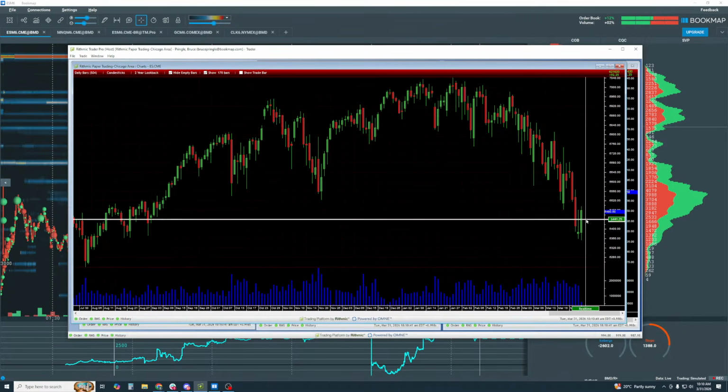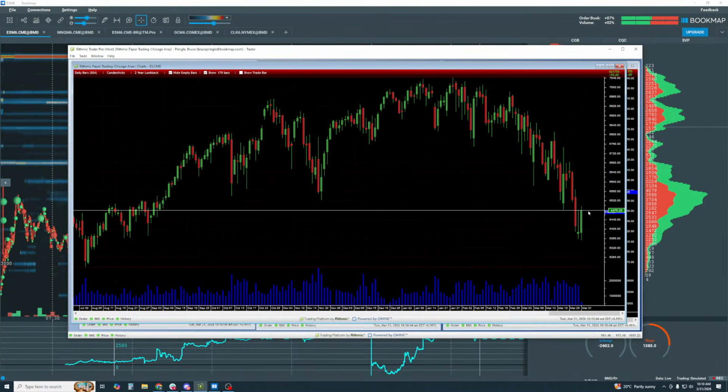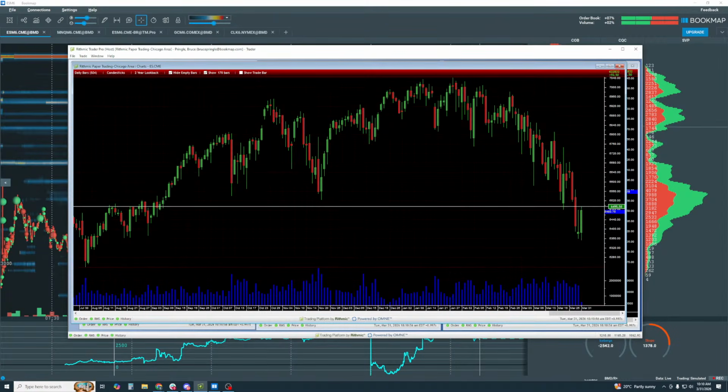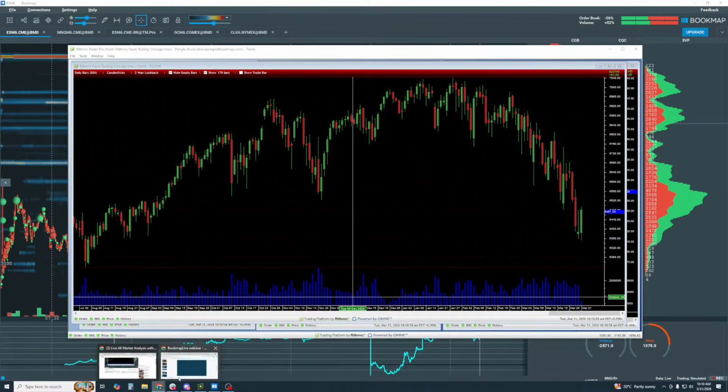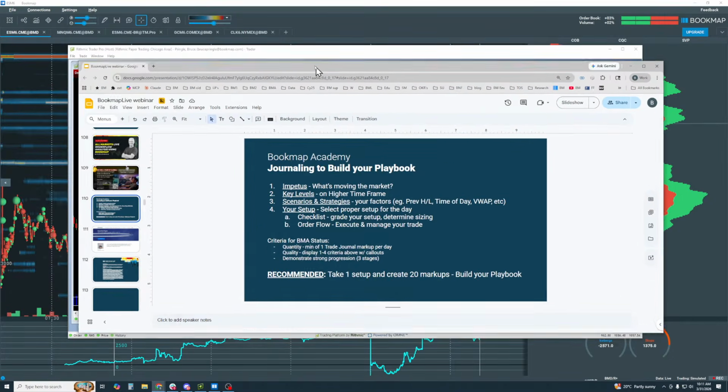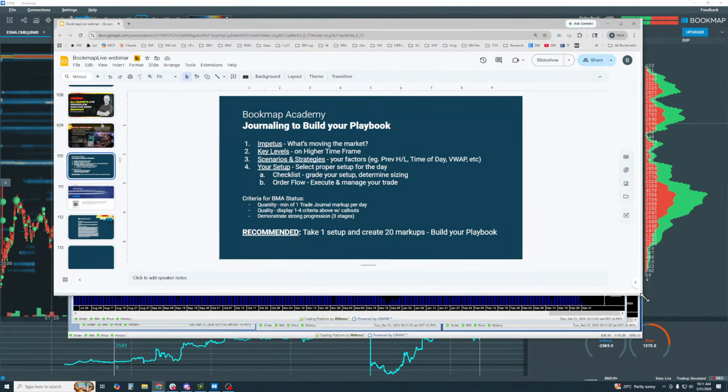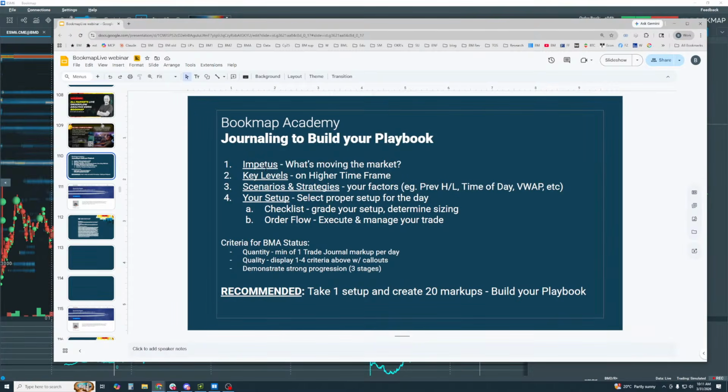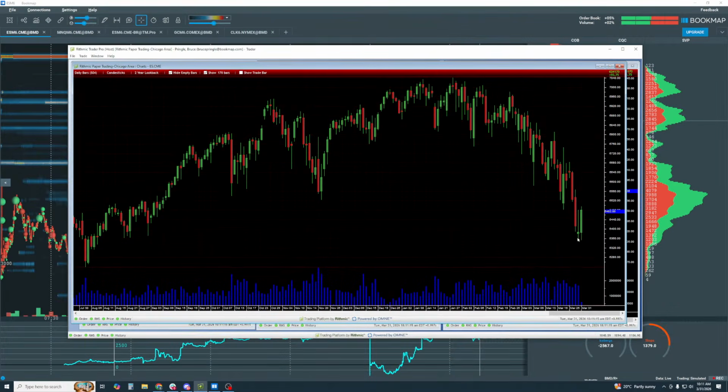So these are really simple things, and that's what I'm trying to cover here, is just understanding in general these kind of simple ideas, what's happening out there, what's moving the market, the impetus. That's the number one thing that we have here in our process, right? Is understand what is moving the markets, and it's typically news. So if we understand that, then we start to look at our key levels. And then we can develop scenarios and strategies. This is a perfect example right down here.